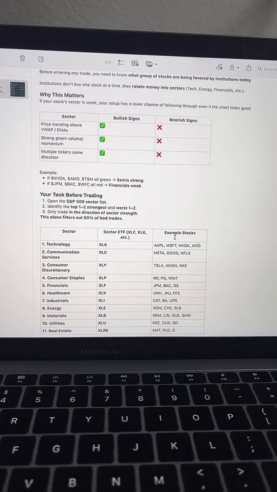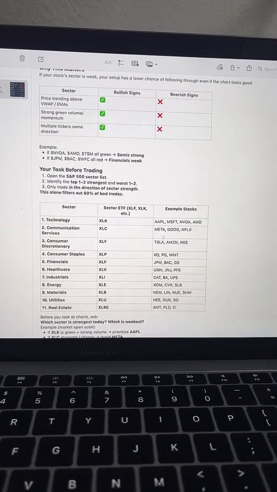So if financials are weak, if that sector is weak, you want to look to play puts on financial stocks. If the tech sector is trending up and doing good, you want to be looking to play calls in those stocks within that sector.